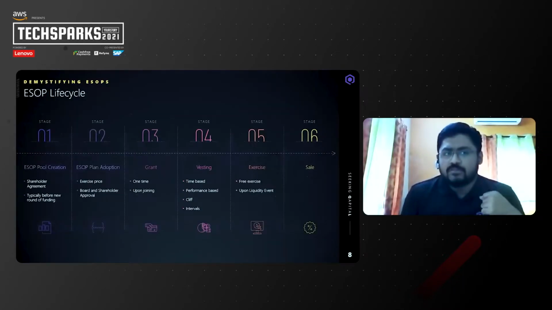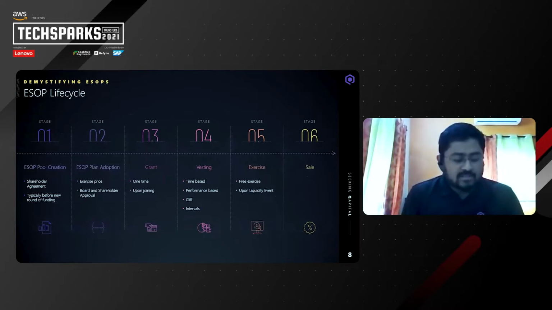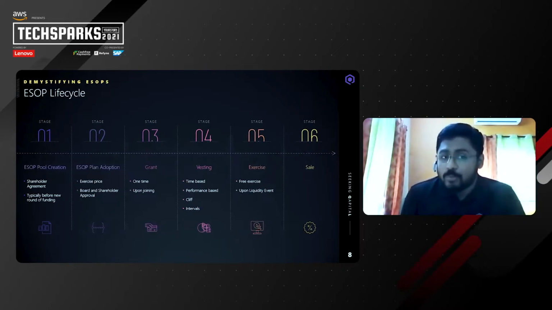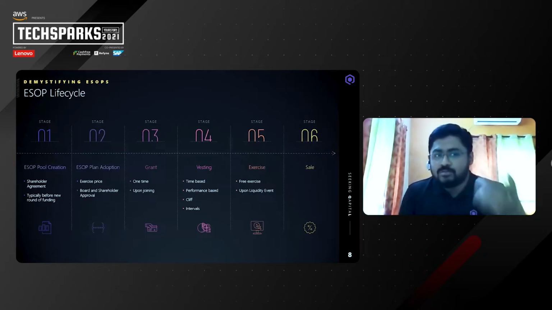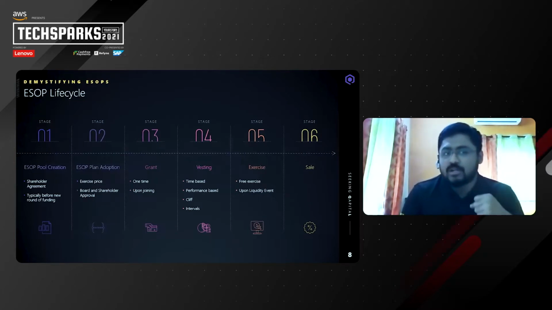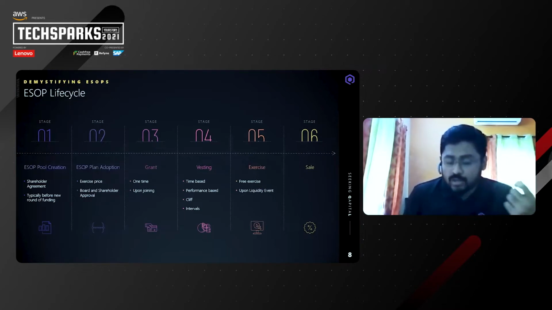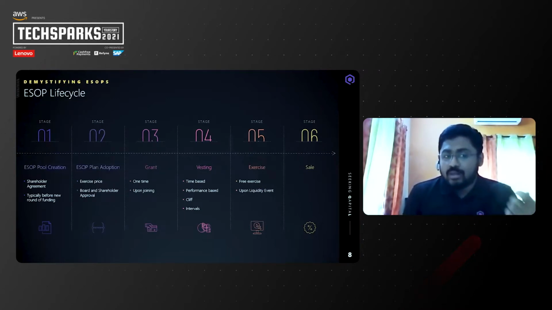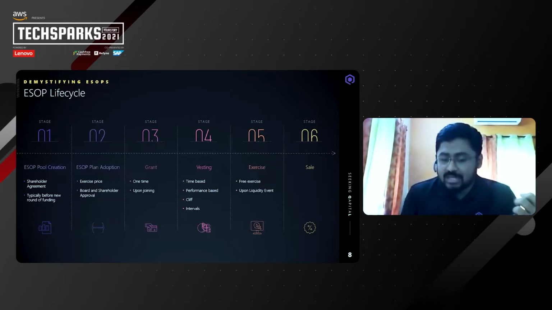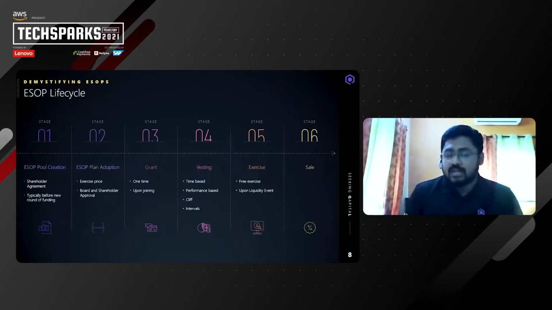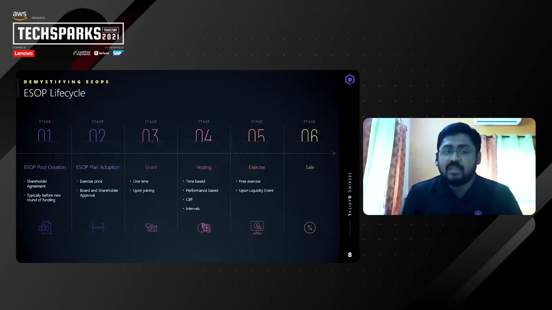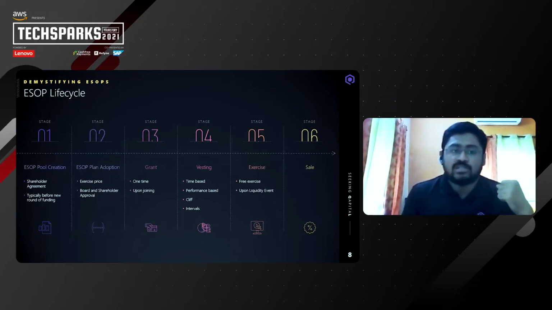What are the steps in an ESOP lifecycle? Most people come and ask us how to actually go about setting up an ESOP scheme and how this entire process works. Step one is to create an ESOP pool. Like I said, when you do a round of funding, you will see the pool as an obligation in your shareholder agreement itself. Investors basically tell you that as part of my funding, you will create a pool before my funding actually comes in, and you will create a pool representing 5% of the company. It could be, let's say, 10,000 shares.